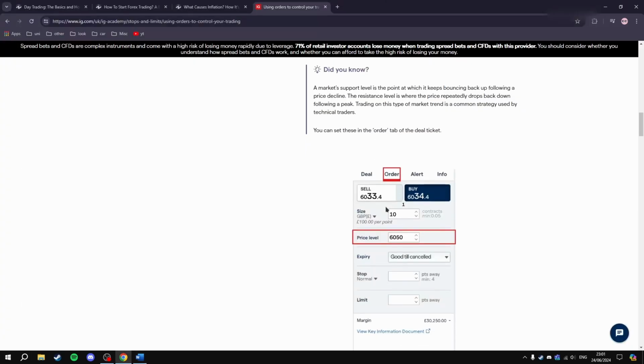Did you know a market support level is the point at which it keeps bouncing back up following a price decline? Resistance level is where the price repeatedly drops back down following a peak. Trading on this type of market trend is a common strategy used by technical traders. You can set these in the Order tab of the Deal ticket.